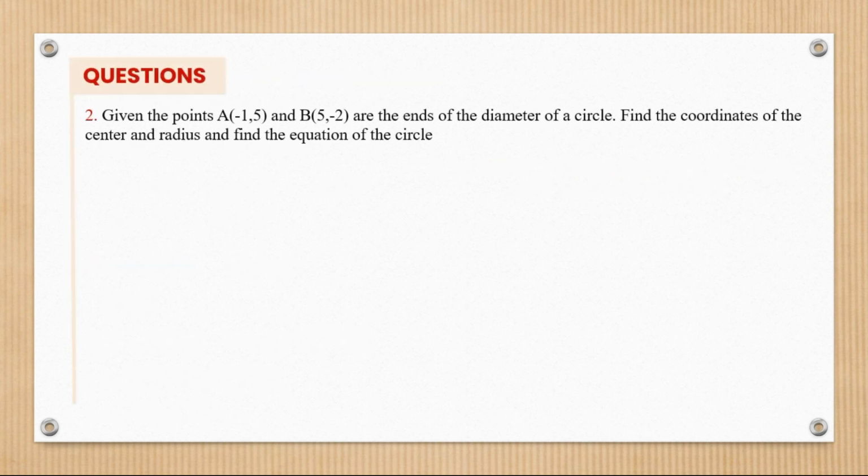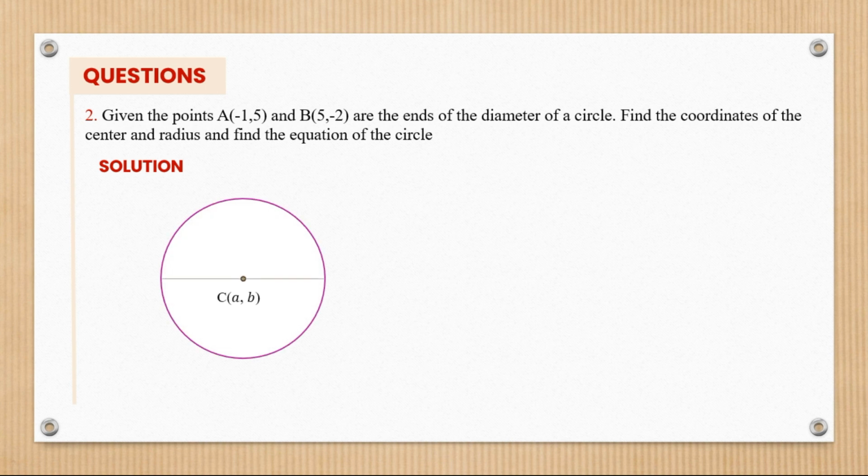Question 2. Given the points A(-1, 5) and B(5, -2) at the ends of the diameter of a circle, find the coordinates of the center and radius and find the equation of the circle. So this is quite similar to what we've just done before. So this is the center point, and then we can see that the diameter passes through the center. So the ends of the diameter are A and B.